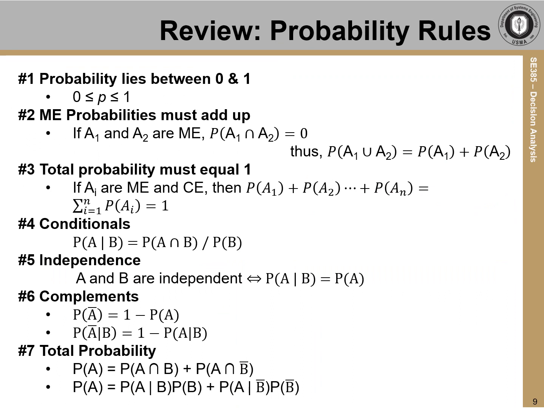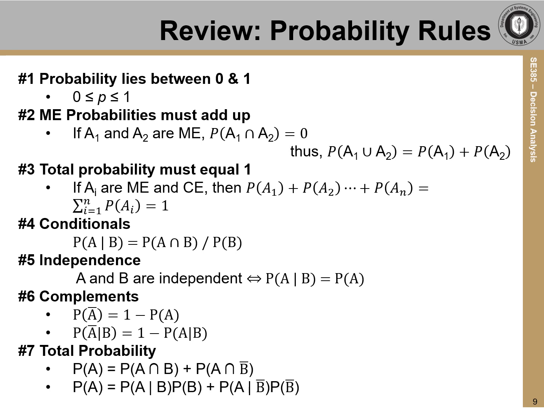So we spent a full lesson talking about probability and just focusing on these 7 rules right here. Make sure your probabilities lie between 0 and 1. Your mutually exclusive probabilities must add up. Your total probabilities must equal 1 for them to be collectively exhaustive. A requirement for conditional probabilities is that the probability of A given B is equal to the intersection of A and B divided by the probability of B.